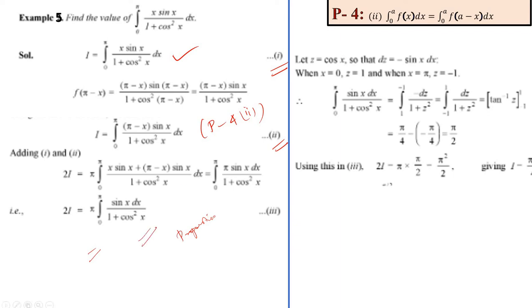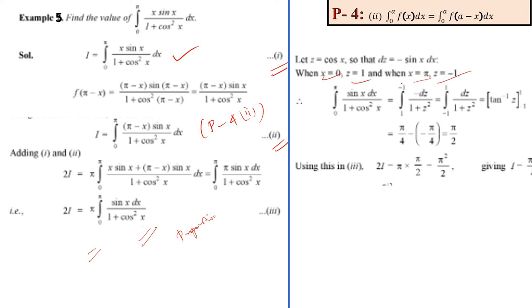Then from here, usual method of integrating that, either substitution method or whatever, depending on the problem given. So we shall take our z as cos x, so the dz will be minus sin x dx. When x is 0, you have cos 0 to be 1, so z equals 1. When x is pi, cos pi, you get it as minus 1, so you have z to be minus 1. So the limits becomes 1 to minus 1.